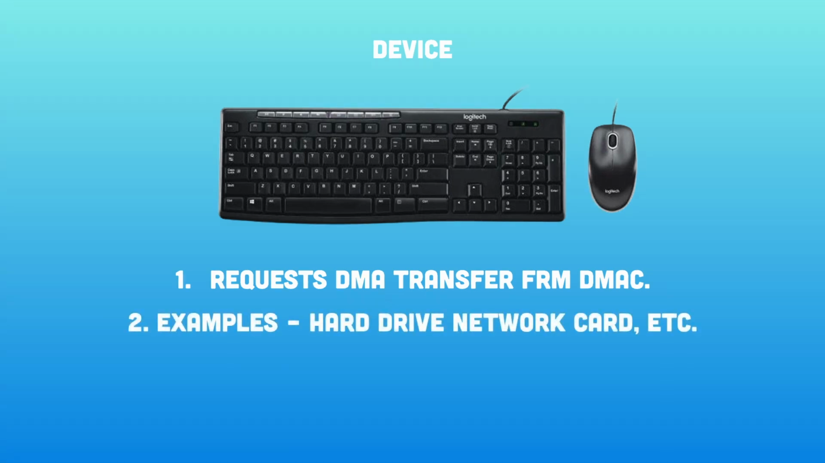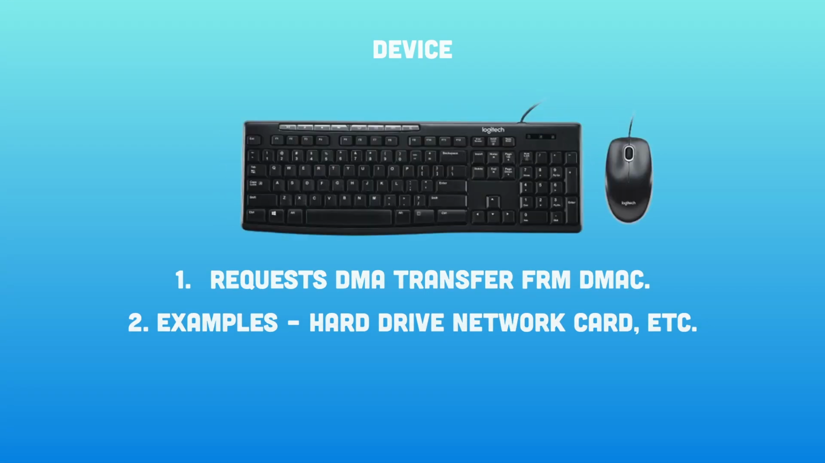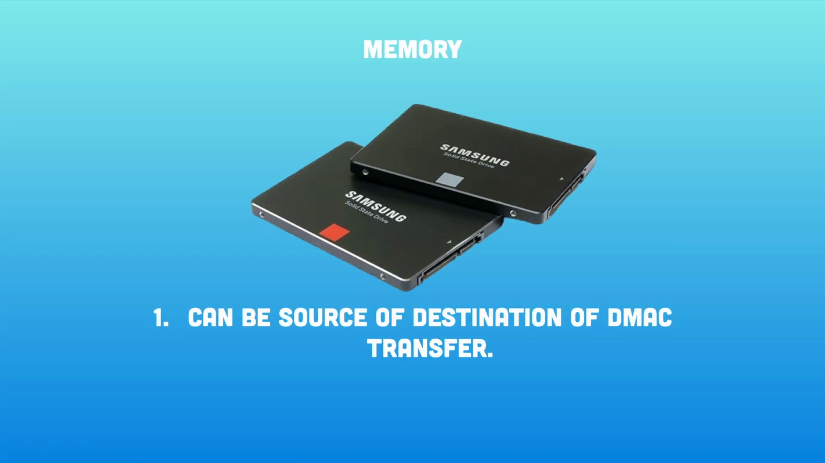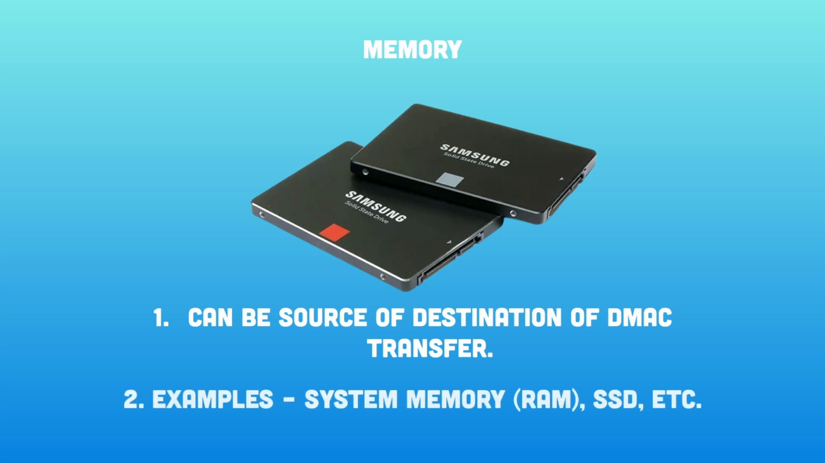Device. The device that needs to transfer data initiates a DMA request to the DMA controller. This could be a hard disk, network card, or other input-output device. Memory. The memory is the location where the data is transferred to or from. This could be the system memory or any other dedicated memory on the device.